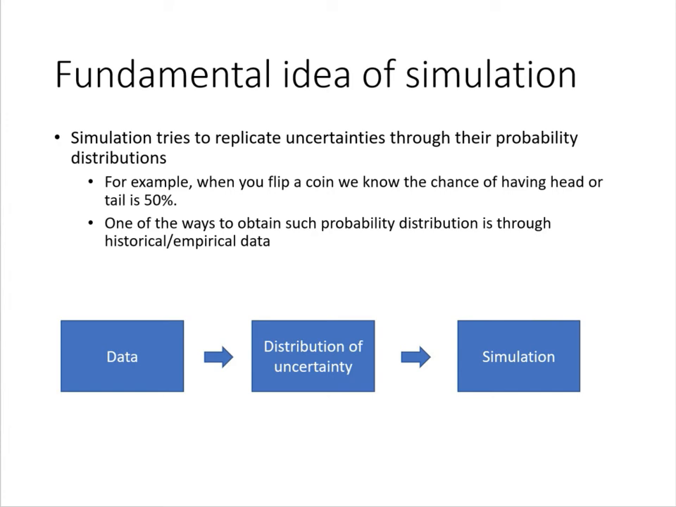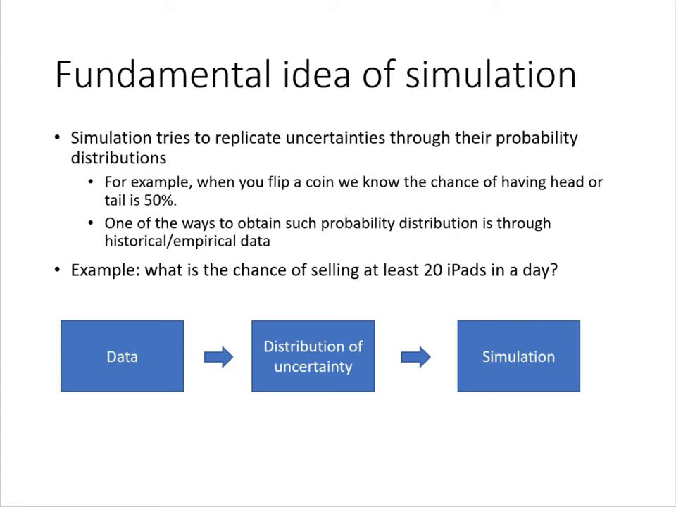Well, let me give you an example. Let's say we want to use a simulation model to find out the chance of selling at least 20 iPads in a day at a store. Apparently, the daily demand for iPads is uncertain. Stores usually have sales records. So we can use the historical sales data to construct the probability distribution of the iPad demand.